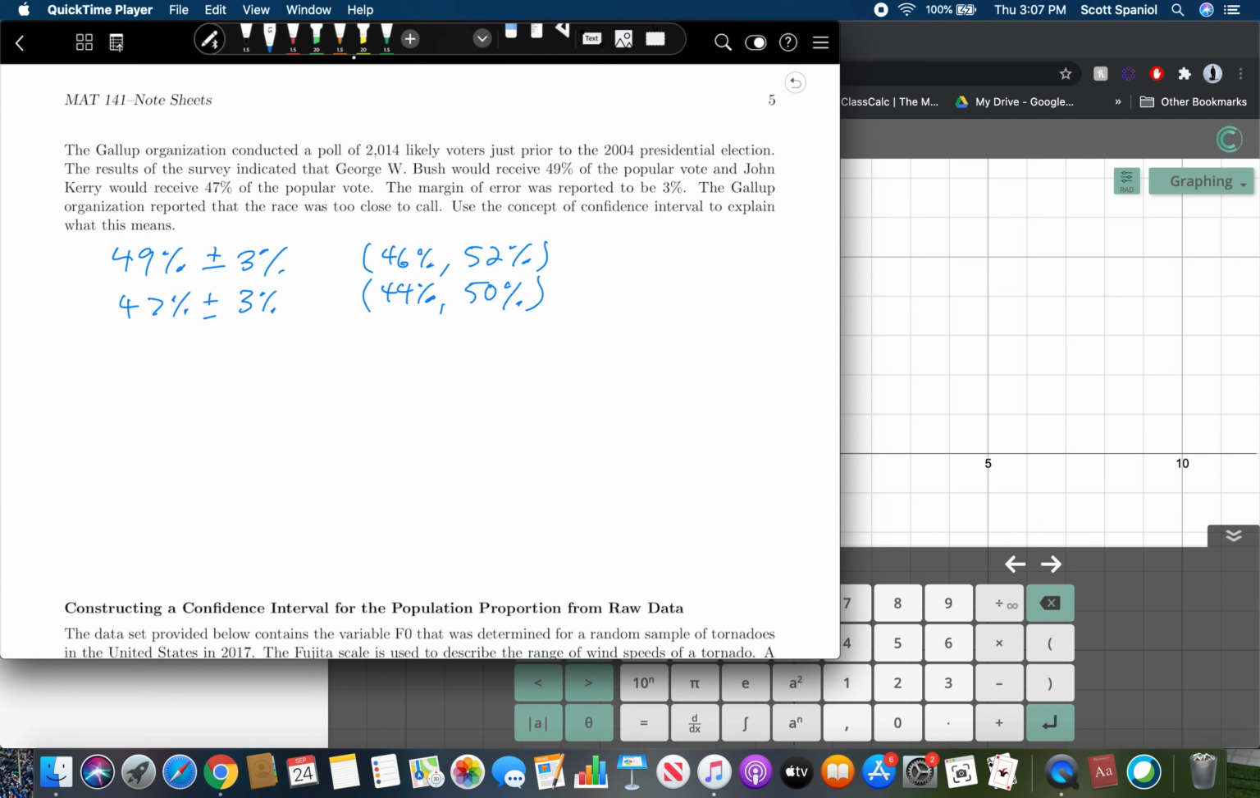And so the reason they would say this is too close to call is it's very likely that the actual number for George W. Bush is, say, 47%, and the actual number for John Kerry is 49%, in which case John Kerry would win. But it's also equally as likely that it's 51% for George W. Bush and 45% for John Kerry, in which case George W. Bush would win. So when confidence intervals in a case like this overlap, that's when they call it too close to call. Okay, so that's the idea there.